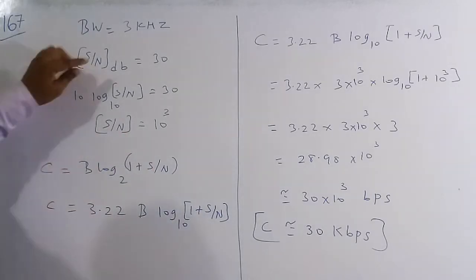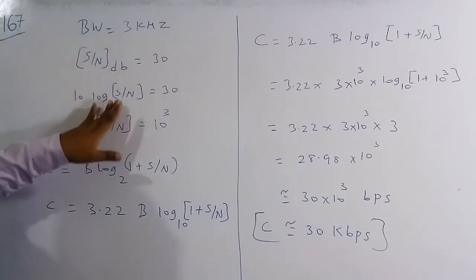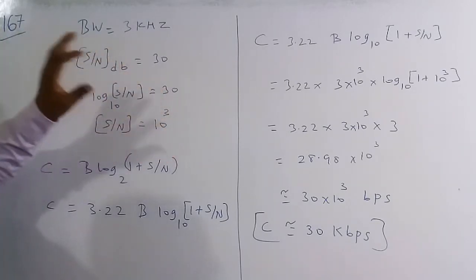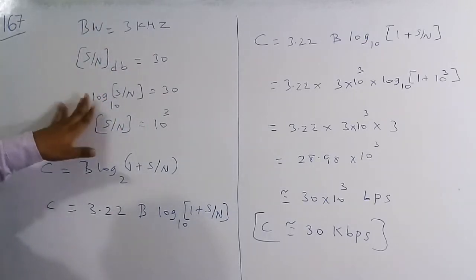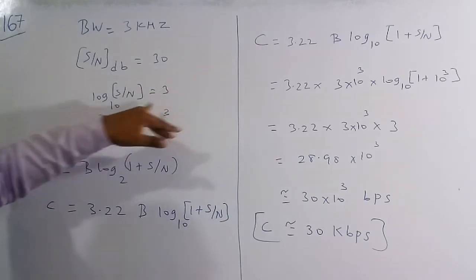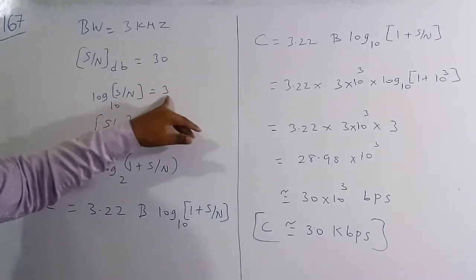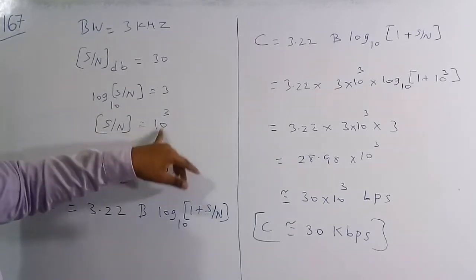So I want to convert this dB into the actual value. Therefore here 10 log base 10 S by N is equal to 30. This is the conversion from dB to S by N. So here 30 by 10 is 3, as the 10 goes to the other side. Then again this 10 is going to come here. Therefore we get the signal to noise ratio, the actual value, as 10 to the power of 3.